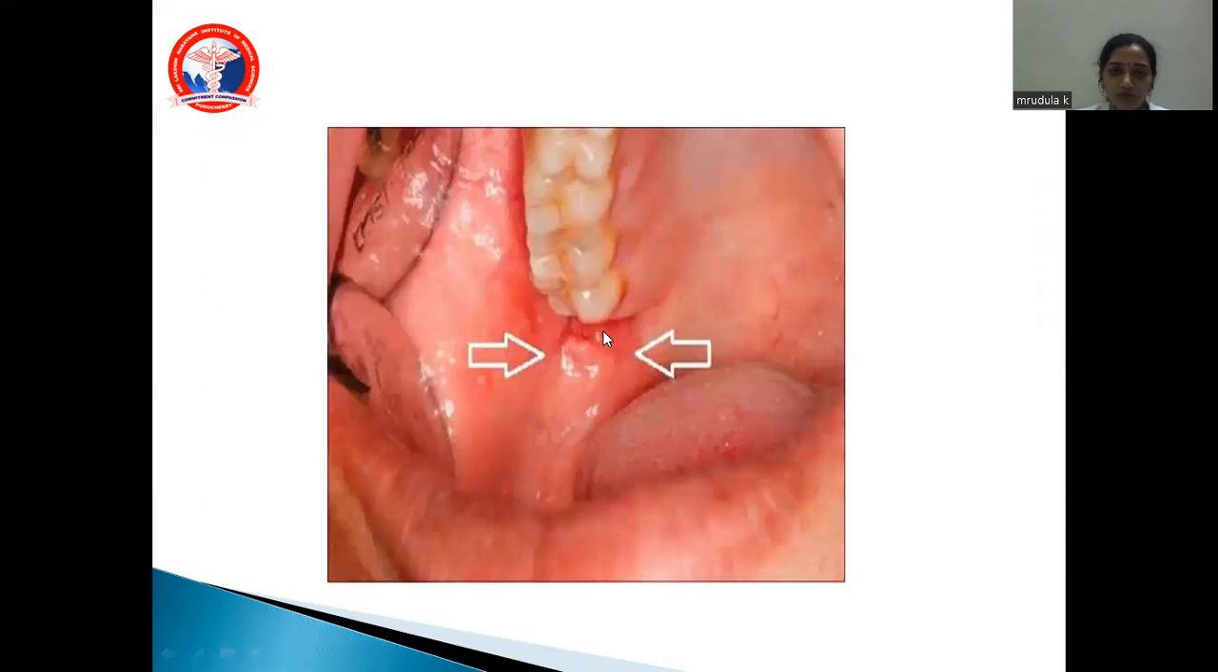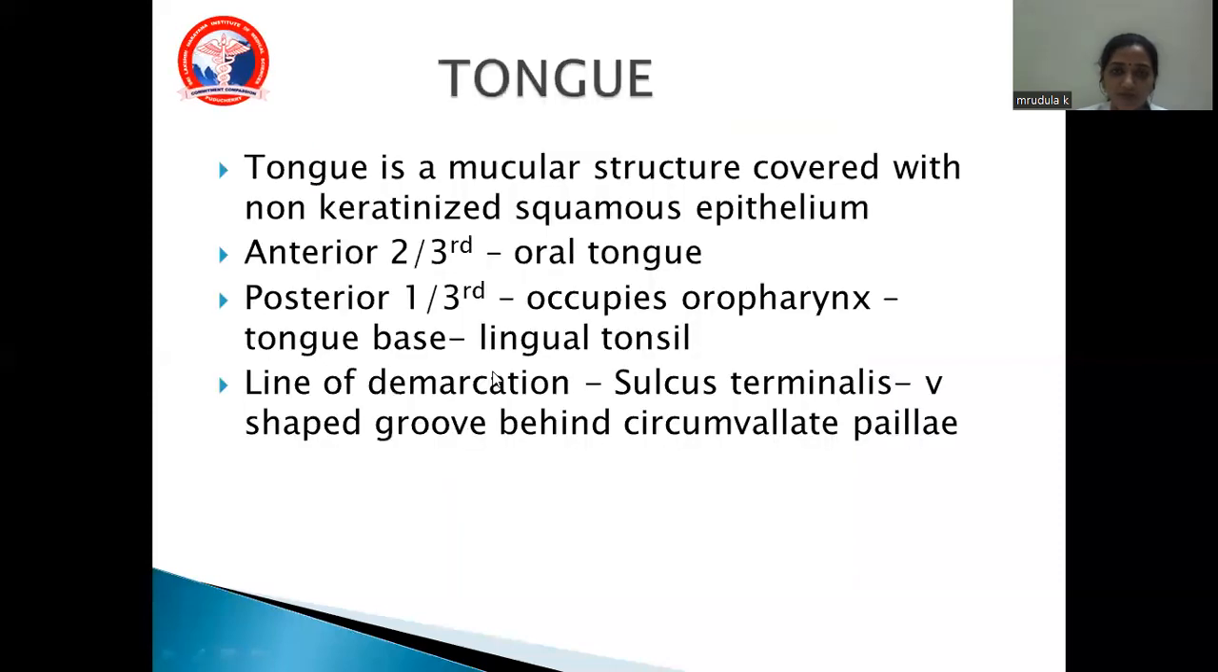So see, this is the classical retromolar region. This is the superior, this is the base of the trigone. This is the apex of the trigone. So the base of the trigone is behind the third molar, the upper third molar.